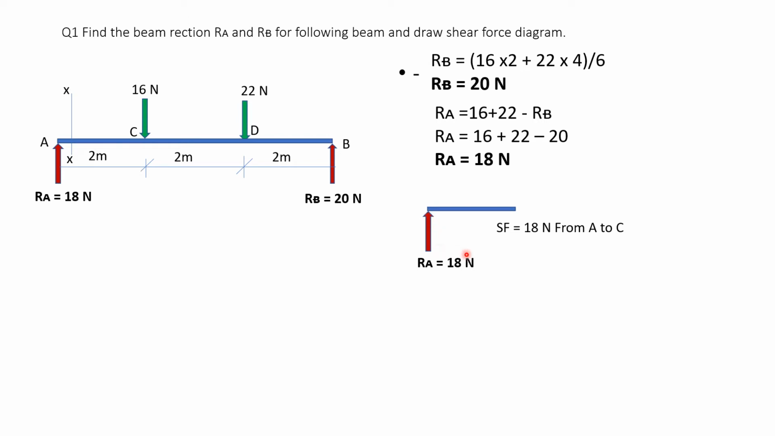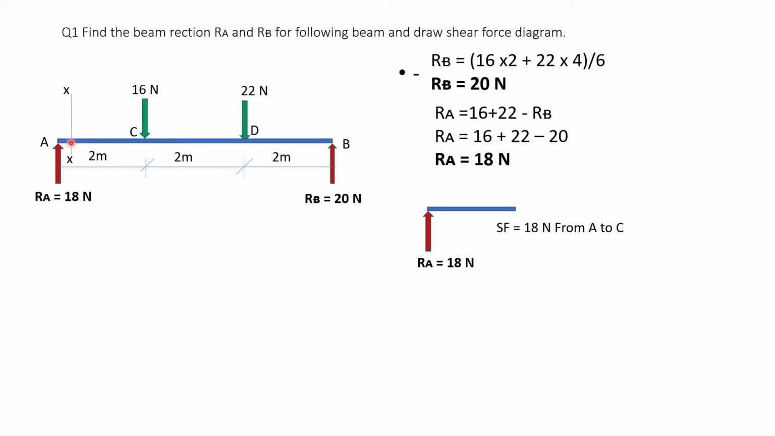Here the sign convention which we are going to use is, if I am drawing the shear force diagram from the left hand side, then going up is positive. So shear force is equal to 18 Newton. Now here there is only one force going up, so 18 Newton. So shear force is 18 Newton at section XX.